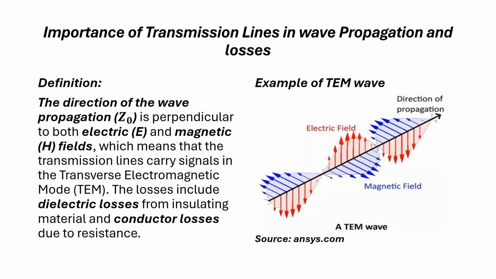This is the fourth slide of this presentation. It is about the endpoints of transmission lines and wave propagation and losses. As you can see from the image on the right, the direction of the wave propagation is perpendicular to both the electric field and the magnetic field, which means the cross product between the electric field and the magnetic field will give you the direction of the propagating wave. Let's move on to the fifth slide.